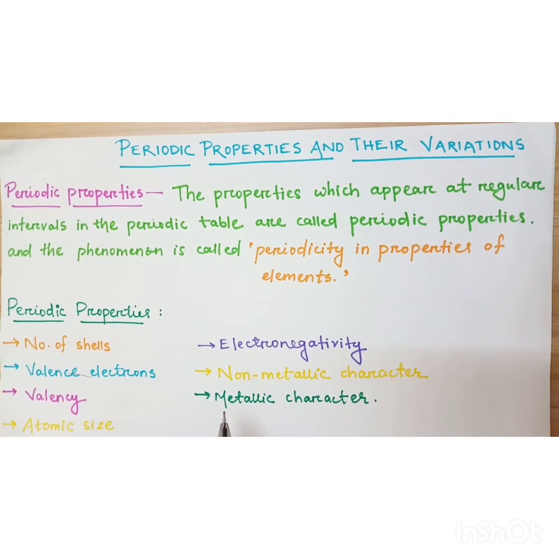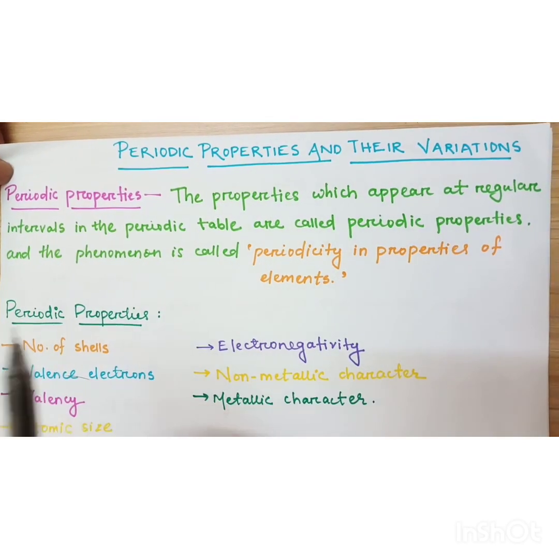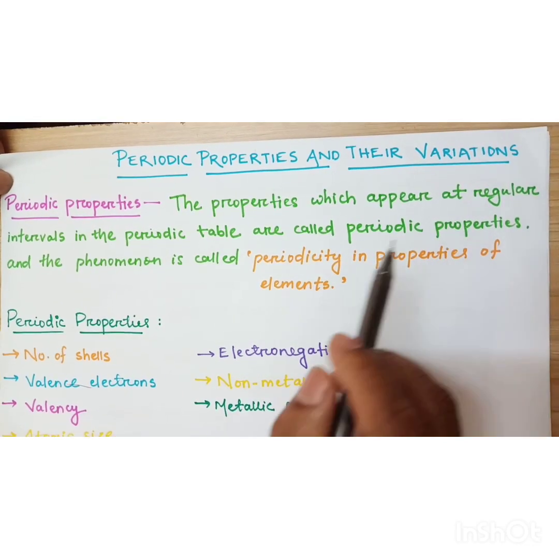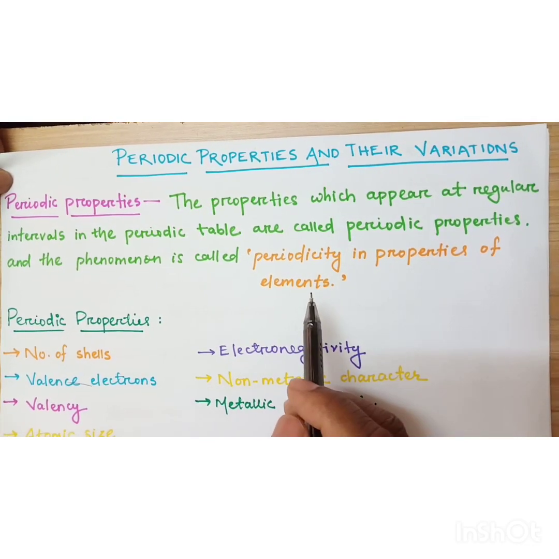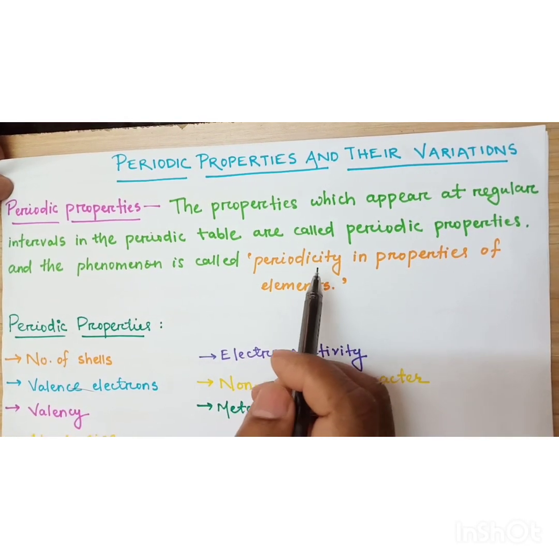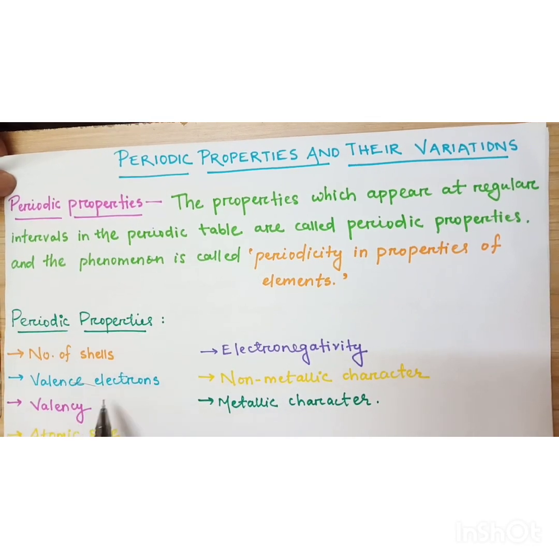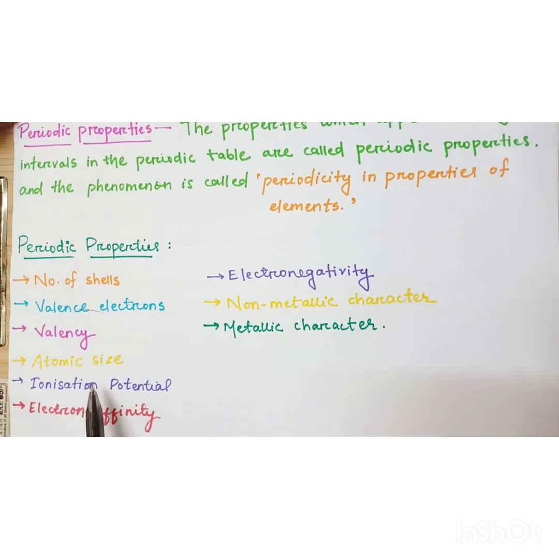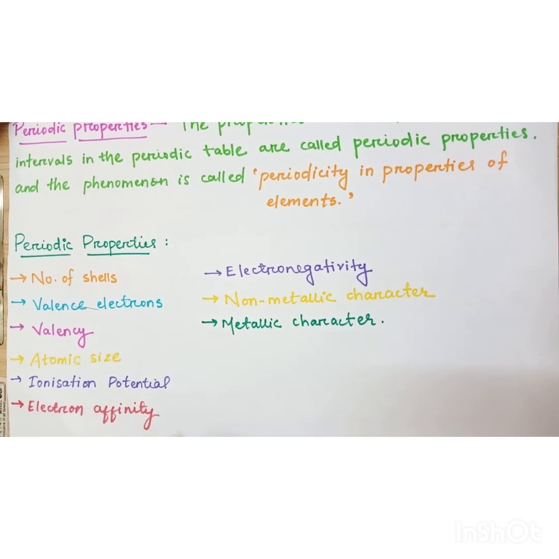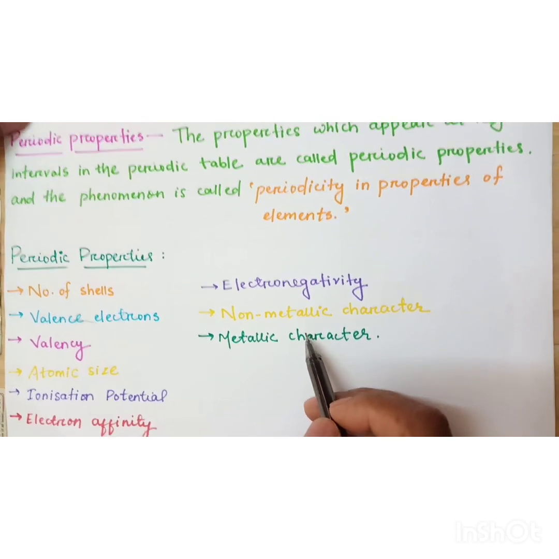One, we will start periodic properties and their variations. So, what are periodic properties? The properties which appear at regular intervals in the periodic table are called periodic properties, and this phenomenon is called periodicity. So, you have to read some properties. First, you read number of shells, valence electrons, valency, atomic size, ionization potential, electron affinity, electronegativity, metallic and non-metallic character. Okay, one by one you will read.